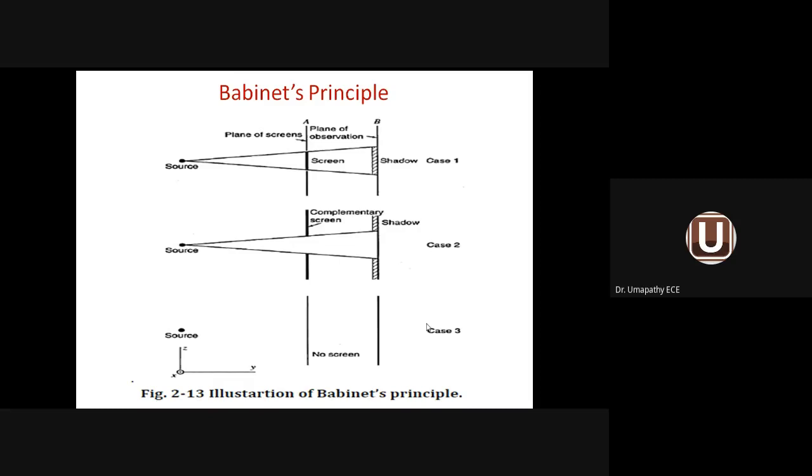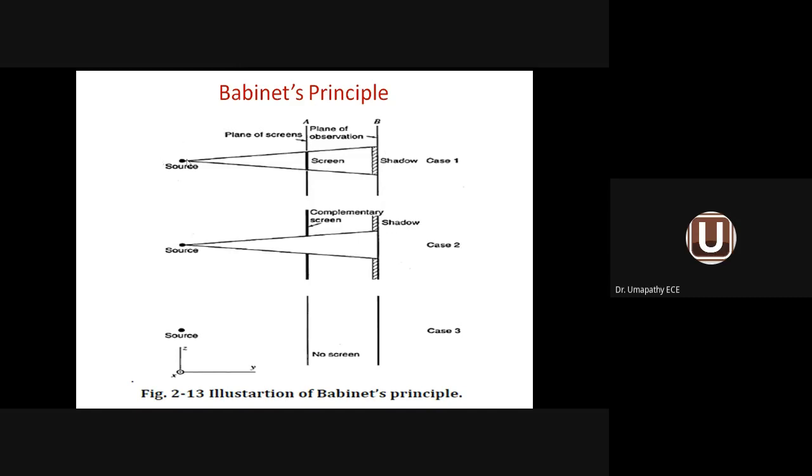Let us see the combination. The first one is source. Second, plane of screen. Plane means a place where we are placing the screen. Third one is a plane where we are observing. So there is a screen placed here. The dark portion is a screen. There is a source available. The source gives light over the screen. I'm able to get a shadow like this in case 1. Plane of screen, plane of source, plane of observation.